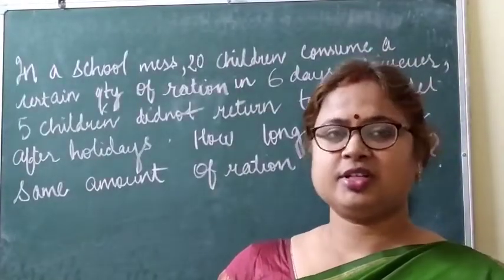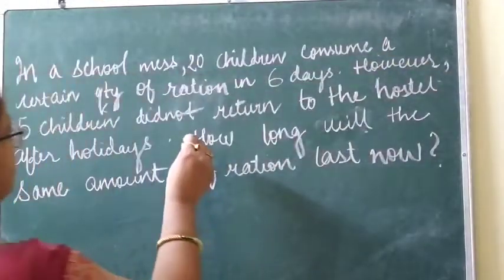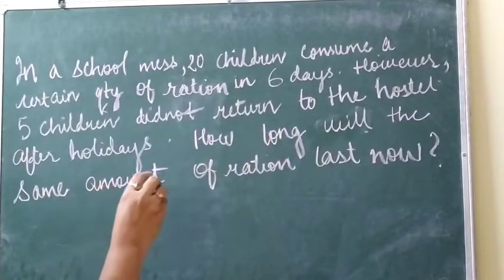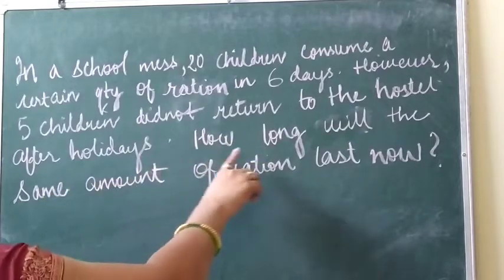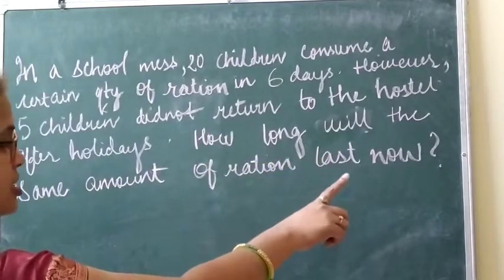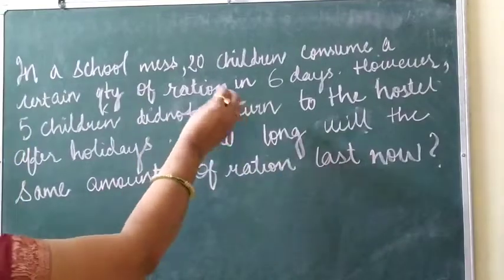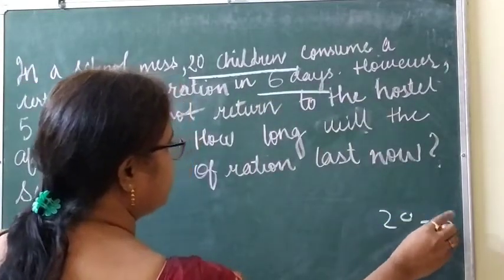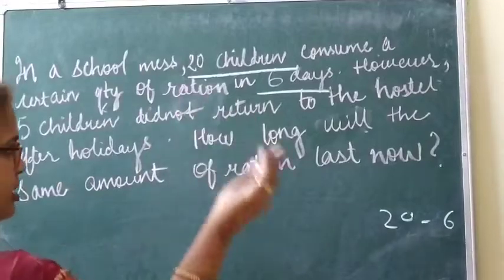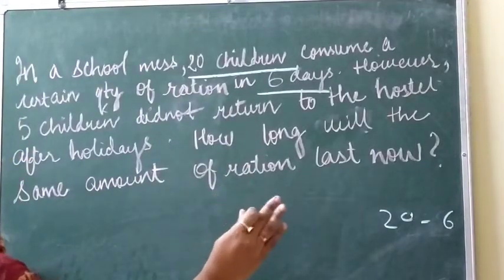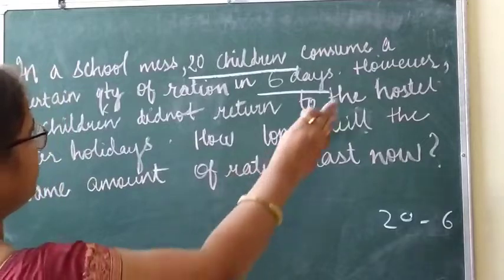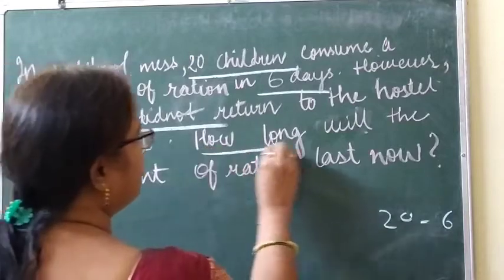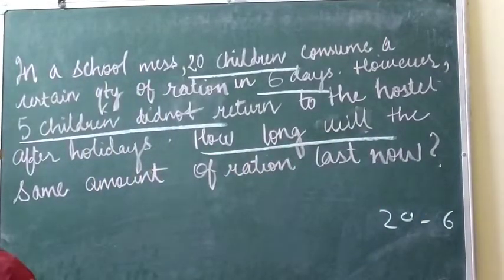Now, the next question is, in a school mess, 20 children consume a certain quantity of ration in 6 days. However, 5 children did not return to the hostel after holidays. How long will the same amount of ration last now? Clear? So, how many children? 20 children. And how many days? 6 days. So, it's 20 and 6. Just remember, because I'm going to rub it, this much space is not enough for the process, so I'll rub it. So, and 5 children, what? 5 children did not return. Clear? Then how long will? Means this is number of days we have to find out.